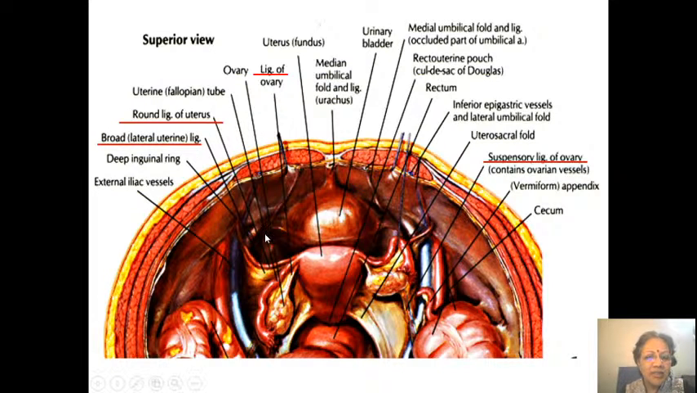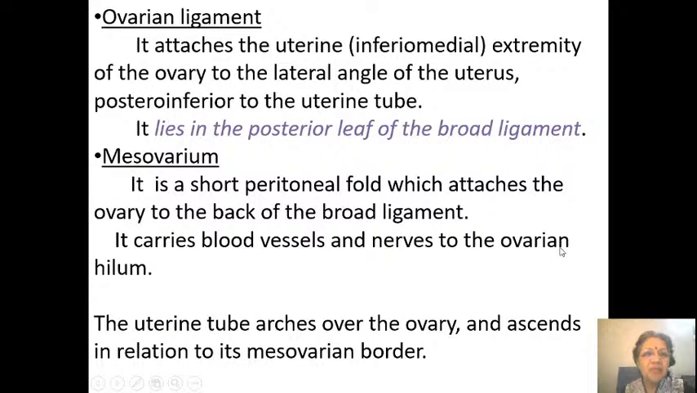And you have the broad ligament, that this whole fat-filled broad ligament, from the posterior sheet of which is suspended the mesovarium and the ovary itself. So all four of these are considered the ligaments of the ovary. The ovarian ligament, which attaches to the lateral angle of the uterus and lies in the posterior leaf, the broad ligament. The mesovarium, the short fold, which attaches it to the back and carries the blood vessels and nerves to the ovary itself. Very important. That's why mesovarium is the vascular pedicle.